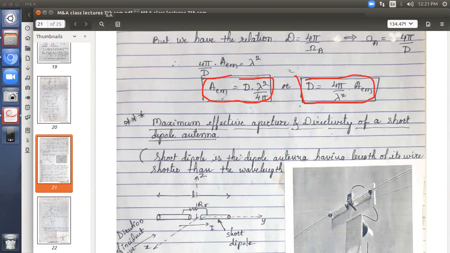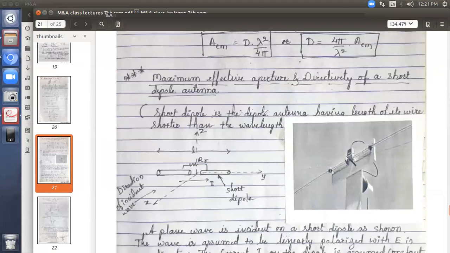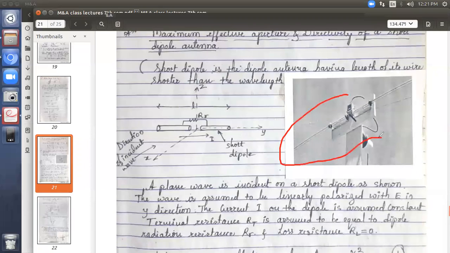Then based on this, we tried to calculate the A_EM value and the directivity value for two practical antennas. The first practical antenna for which we have calculated these is the short dipole antenna. This we have already covered. The important thing to remember, this is the picture taken for a short dipole. You can see this is the feeder part. These are the two poles. The same diagram.